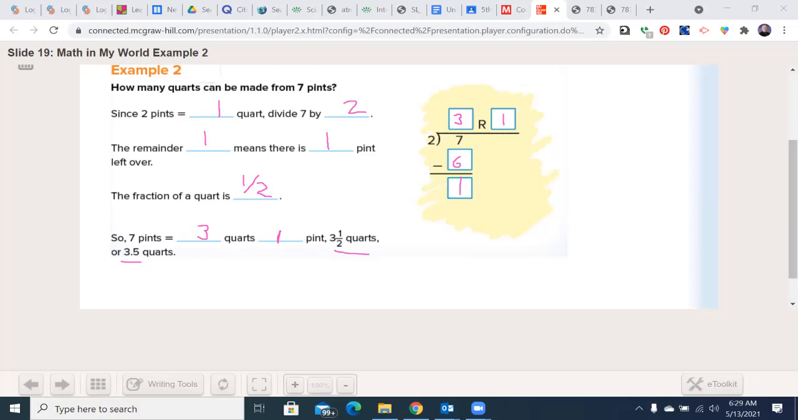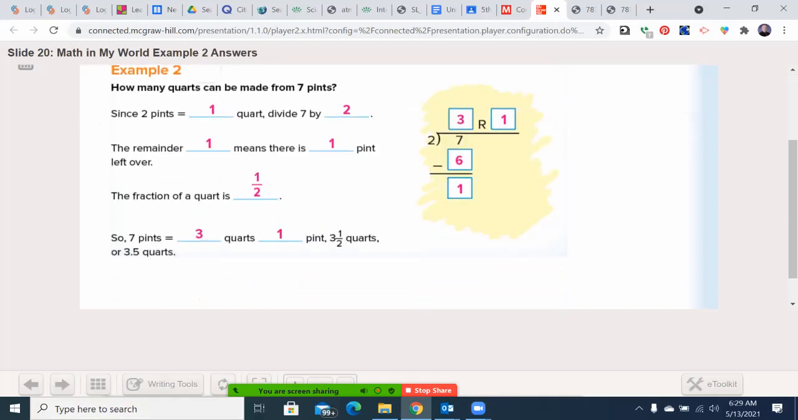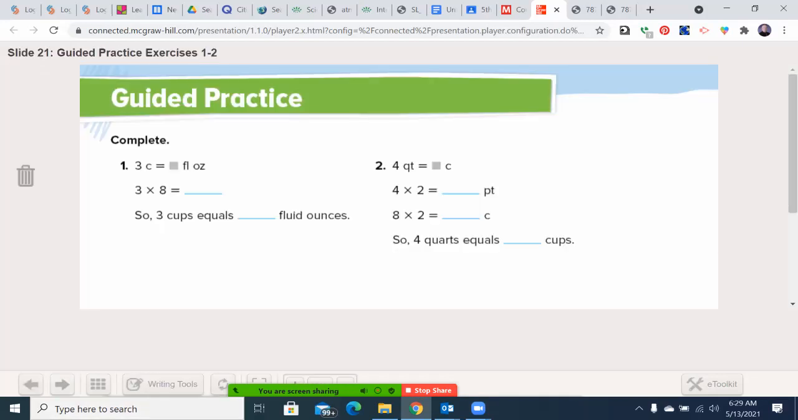A few more seconds. All right, I'm going to go ahead and clear the screen. Move forward here and you see the answers. And it checks out. We did well. Good job, guys and girls. So let's practice a couple here.